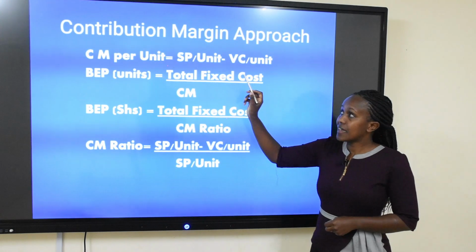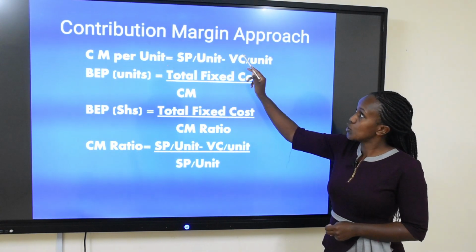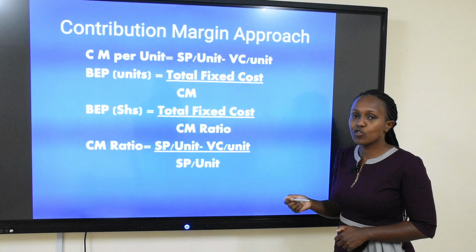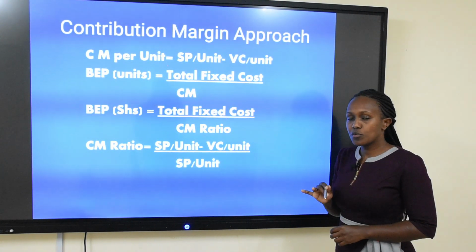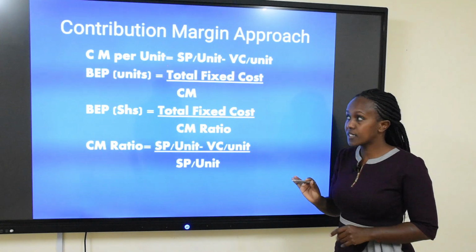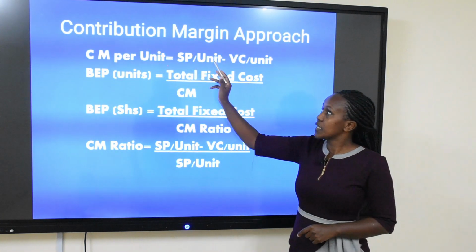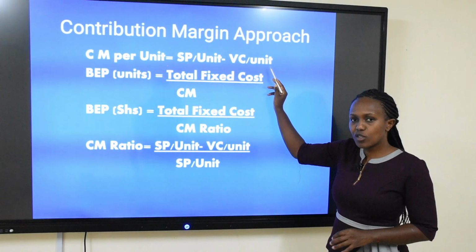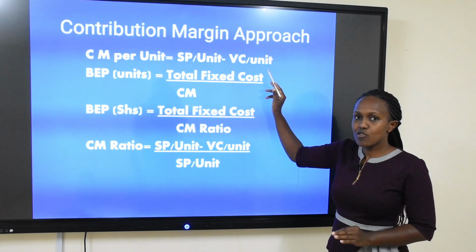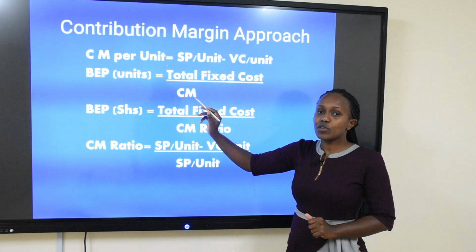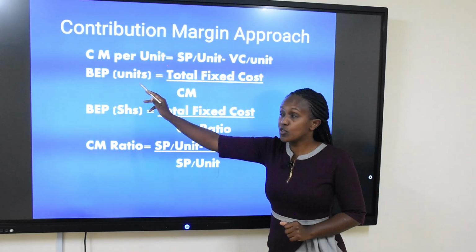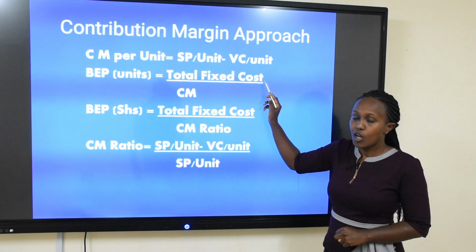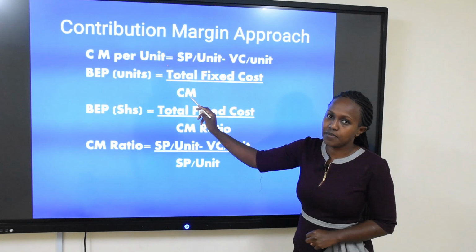Another mathematical approach is the contribution margin approach. In this approach, we can start by defining what contribution margin is. Contribution margin is simply, per unit, the difference between selling price per unit and variable cost per unit. That is how you get contribution margin per unit. So for us to get the break-even point in units, we are going to use this formula, which is equal to total fixed costs over contribution margin.